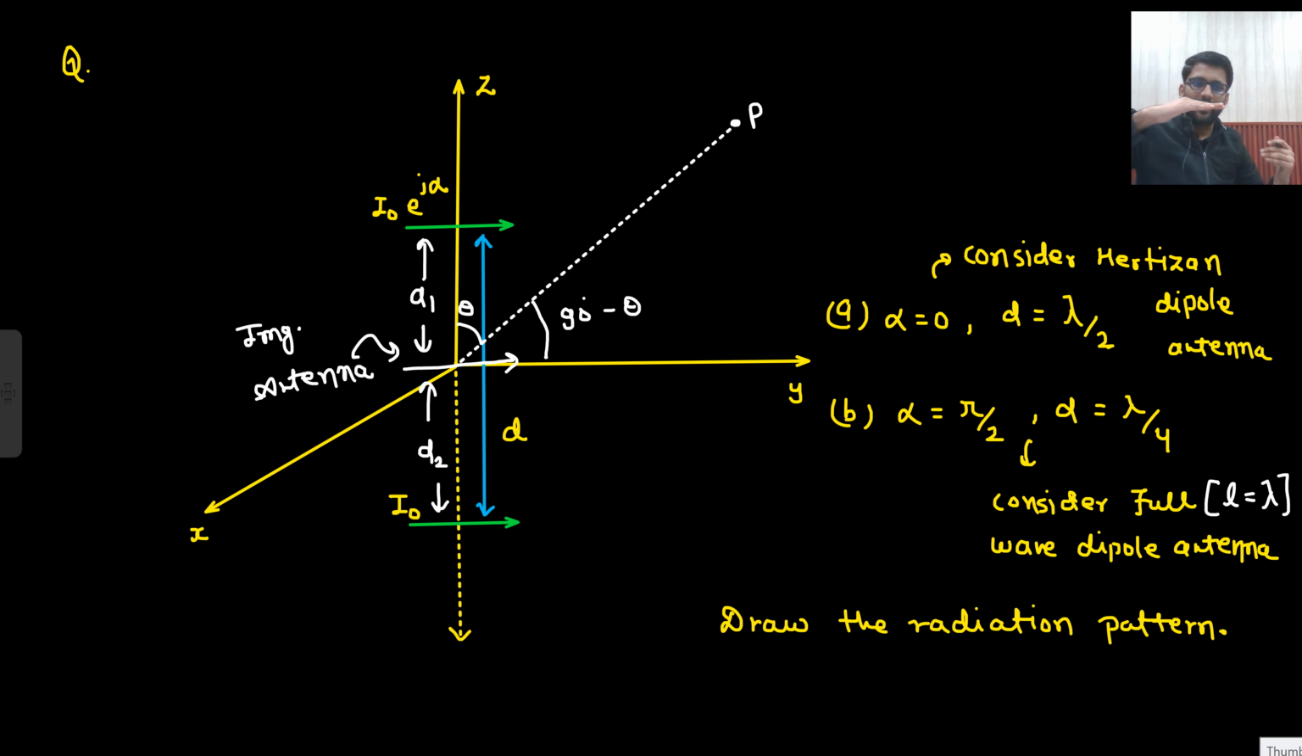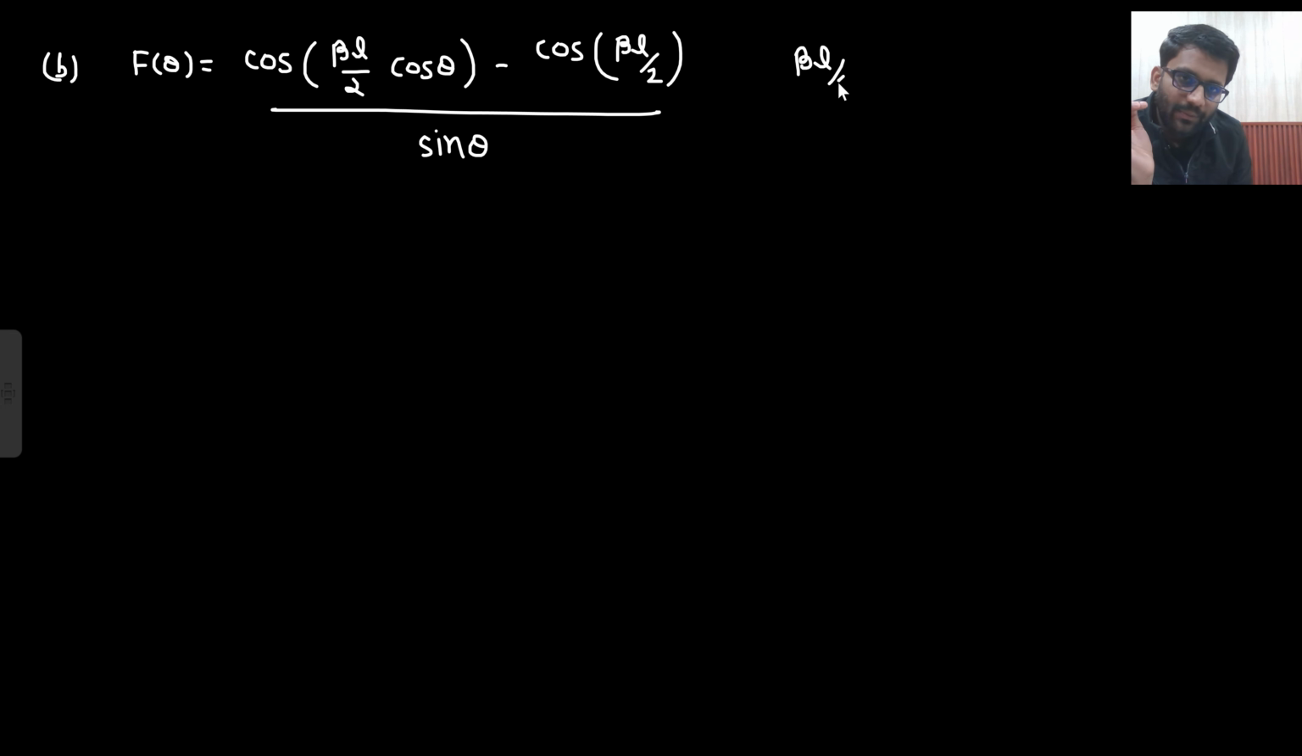I will assume an antenna at the origin, and I will write down the expression. So what will be the expression now? So B part. First I will find the f theta, because for a full wave I need to write down the f theta, as this is a linear dipole antenna now. What is f theta? Cos beta L by 2 cos theta minus cos beta L by 2, divided by sin theta.